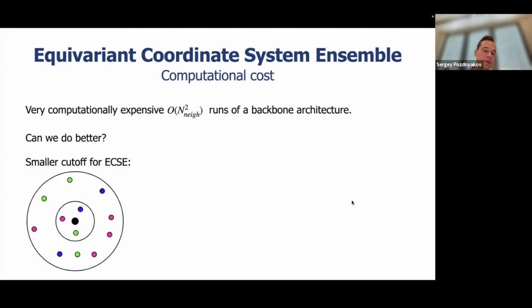The obvious idea is that there is no reason why we should use the same cutoff radius for both the backbone architecture and the symmetrization protocol. So we can introduce two different cutoff radii: a big one for the backbone architecture, and a small one for the symmetrization protocol.